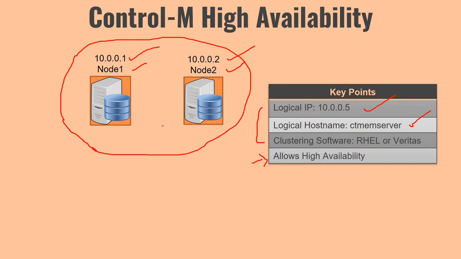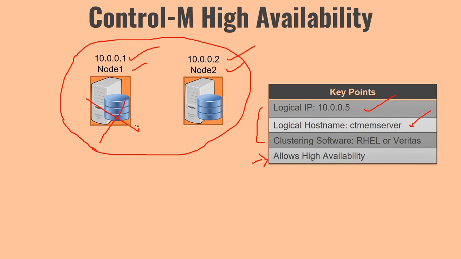Now here one more very important factor is that these servers are individual. So even though you have a logical IP or logical hostname, they are going to point you to any of these available machines. But that is not going to make your application highly available, because let's say you have installed Control-M on node 1, and this node goes down. Even though the logical IP is going to point you to node 2, your application which was installed on node 1 is going to be lost because you had installed your application on the mount point, or you can say on the local disk of this node. That's not how high availability works.